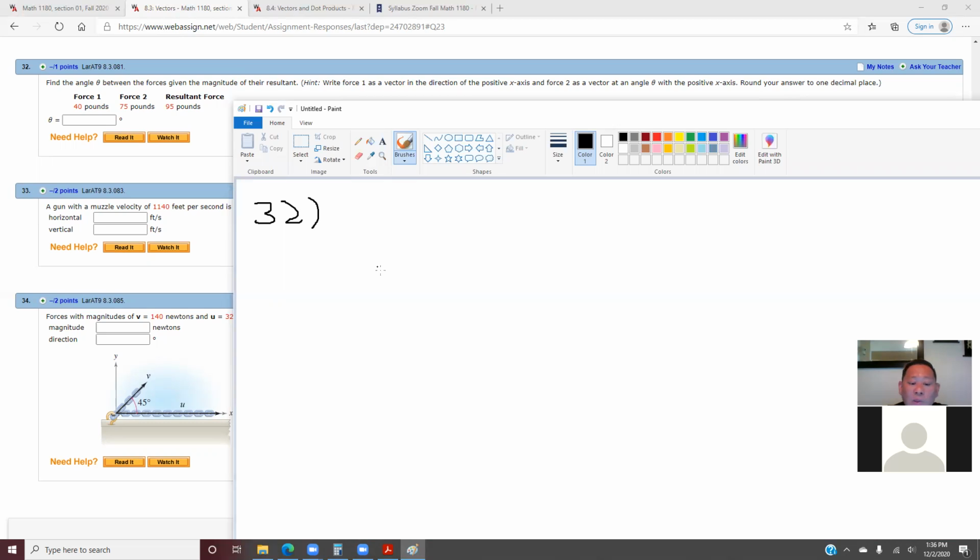So what this means is that force 1 is going to be exactly on the positive x-axis. It's going to go exactly this way, and that's 40 pounds. And then force 2 is something like this, 75 pounds. And this is the theta that you need to find. And then the resulting force: how do you draw it? You have to draw a parallelogram, like this. The resulting force is joined from this end to the intersection of the other end. So this is what we call the resulting force, and that is 95 pounds.